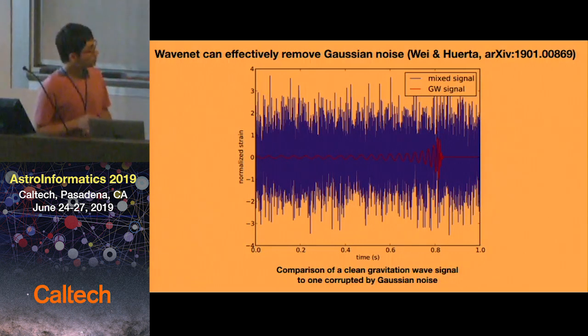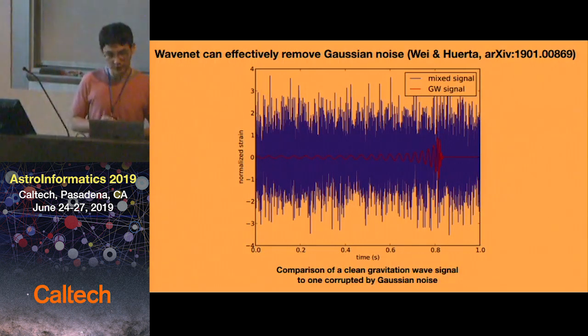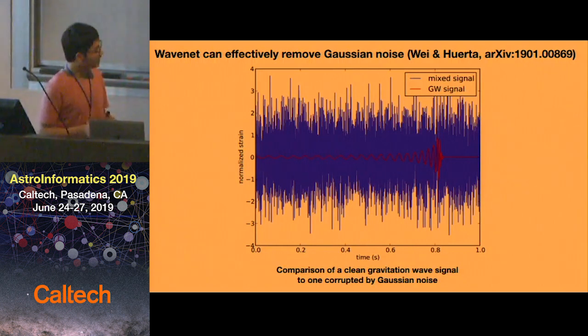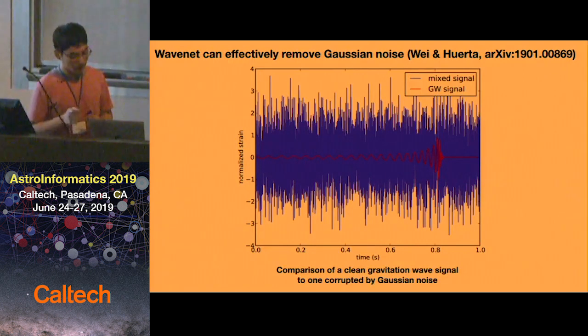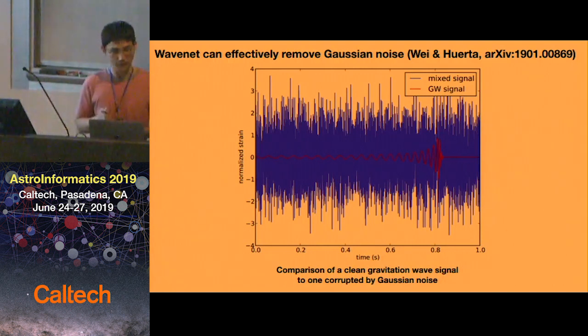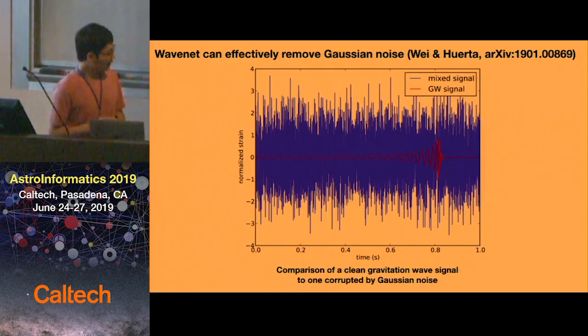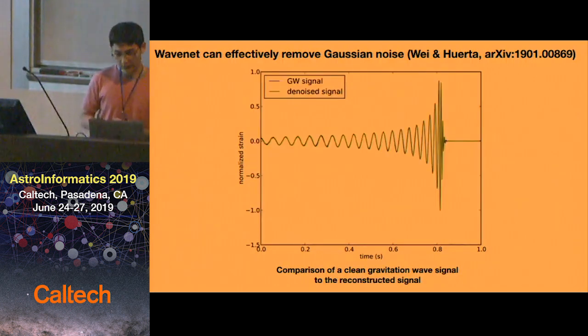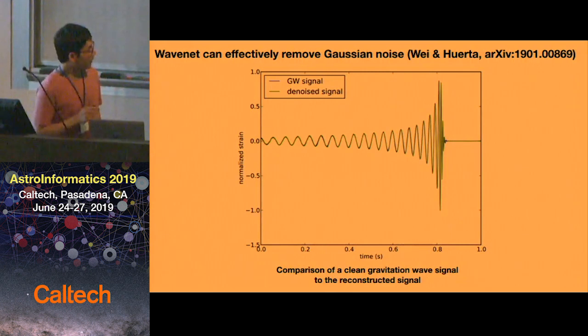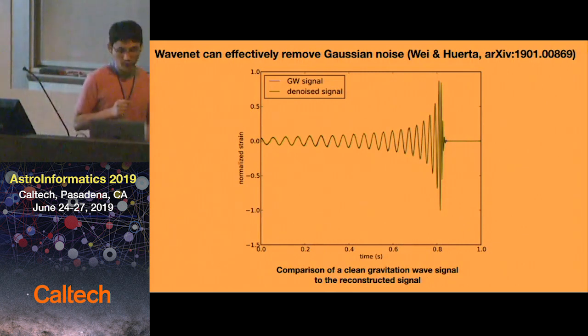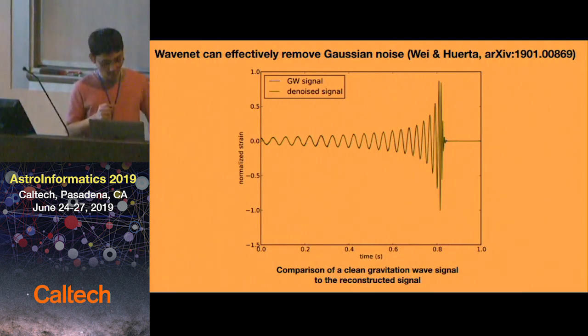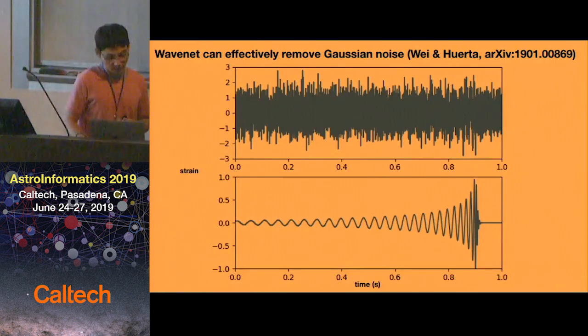So we first try our method on Gaussian noise. So this is the one scenario that we consider here. The red line here is the ground truth signal, and the blue line here is the mixed signal, which is the ground truth signal contaminated by Gaussian noise. And the input length is 1 second long. Okay, this is our result. So basically, as you can see, in this particular case, our neural network can reconstruct the ground truth signal pretty well.